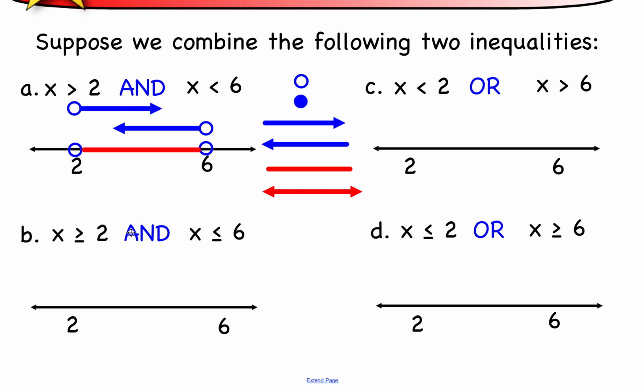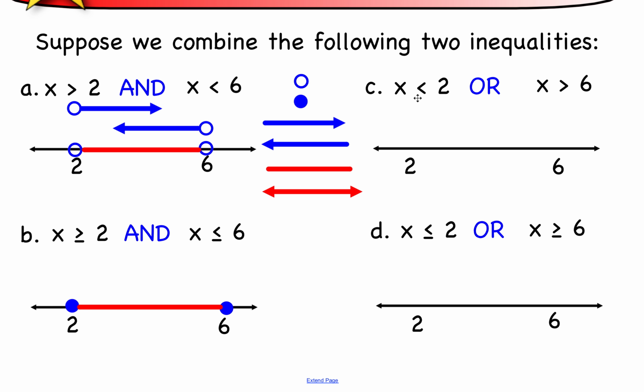On letter B, if we have x is greater than or equal to 2, it's very, very similar. We're going to have a closed dot on 2. X is less than or equal to 6 is a closed dot on 6. Greater than or equal to 2 and less than or equal to 6, again, is going to be the intersection of those two. And it will be all the way from one to the other. Something like that. So that would be the solution set for those solutions.